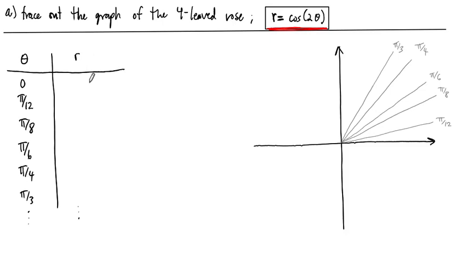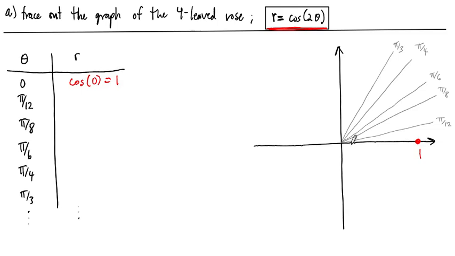And so if theta equals 0, then the radius becomes cosine of 0, which of course is equal to 1. So let's over here say that that's 1. Of course, the usual x-axis corresponds to the angle theta equals 0.